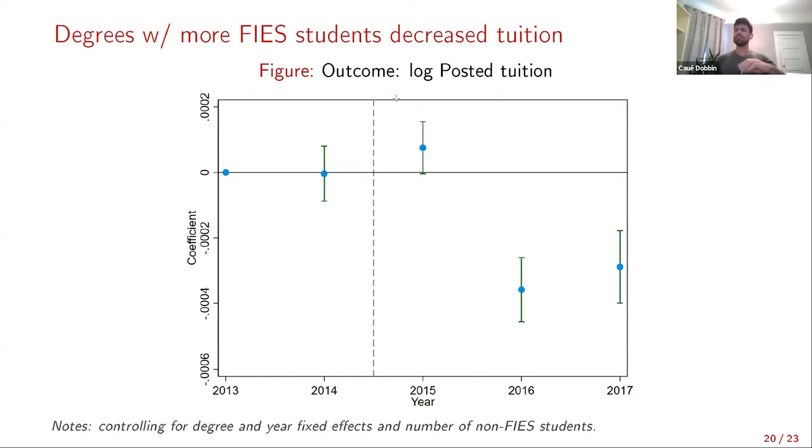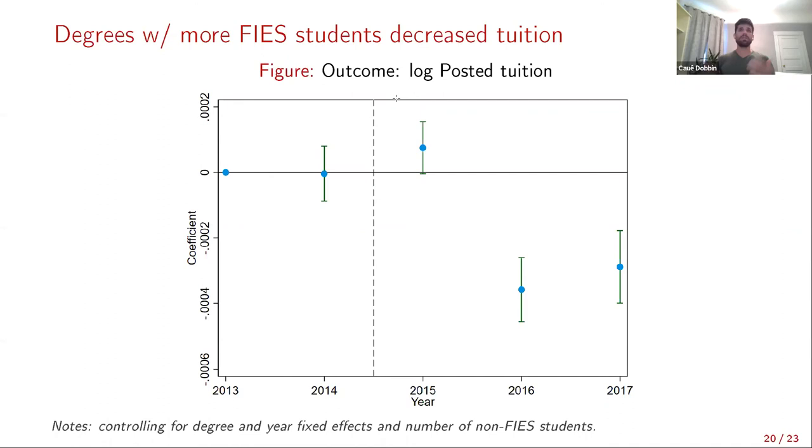So to summarize this section, we saw that you have this big policy change, a huge reduction in the number of loans available to students. Then we explored how certain degrees were more affected by the policy than others. We saw that the degrees that were more affected lost a lot of student loans. They also lost students, but the drop in the total number of students was much smaller than the drop in the number of people getting loans. And we explained that by three things.